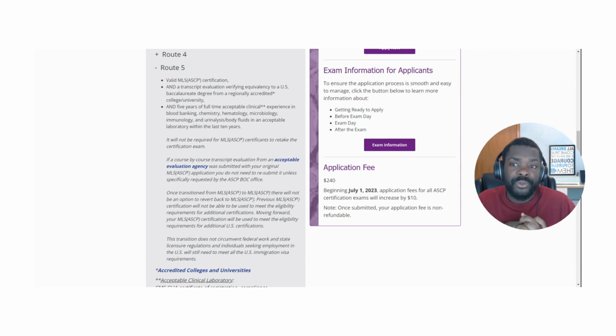That's one. Two, you should have a transcript evaluation verifying equivalency to a US bachelor's degree from a regionally accredited college. So you must have that. And now you should also have worked in a lab for 5 years. All right. And for Route 5, take note, you do not have to take the exam. You're not supposed to take the exam because you already have your certification through MLS ASCPI.